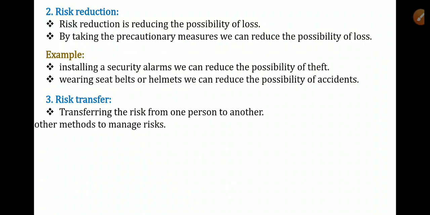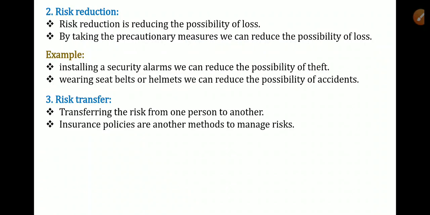So the best example, insurance policies are another method to manage the risk. See, risk transfer is also one kind to avoid the risk, to manage the risk. It is one means to manage the risk. It is one way of handling the risk in a better way. Insurance policies are there to manage your risk in a better way.